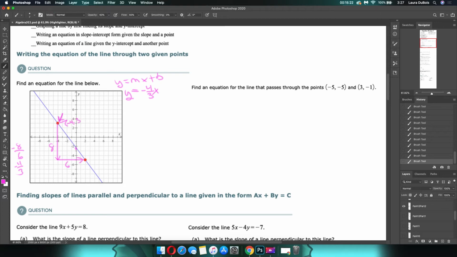Negative 4, comma 3. So y equals mx plus b. That's the whole point. So we have a y, we have a negative 4 thirds, we have an x, which is negative 4, and then plus b. Okay, so 4 times 4 is 16, so 3 equals, negative times a negative is a positive, 16 over 3 plus b. And I have to minus 16 thirds from 3?